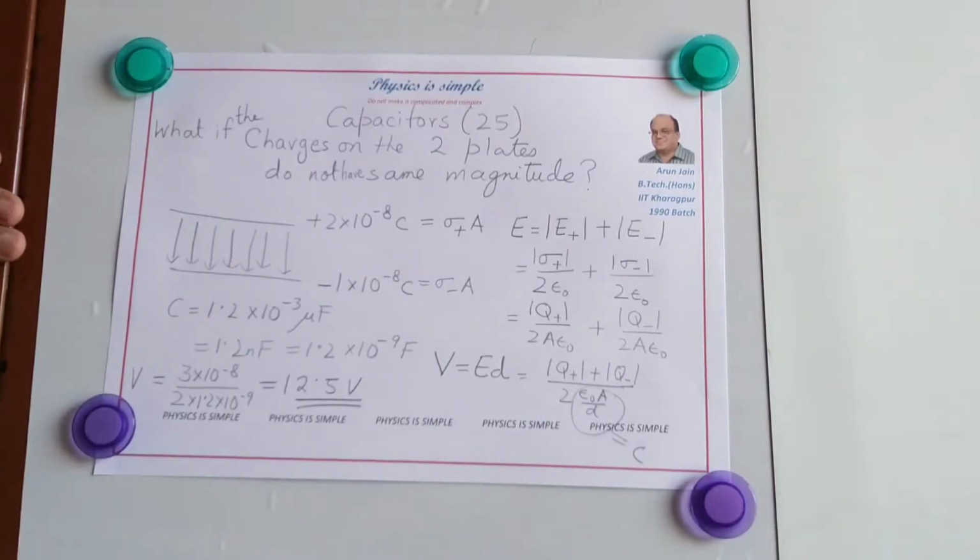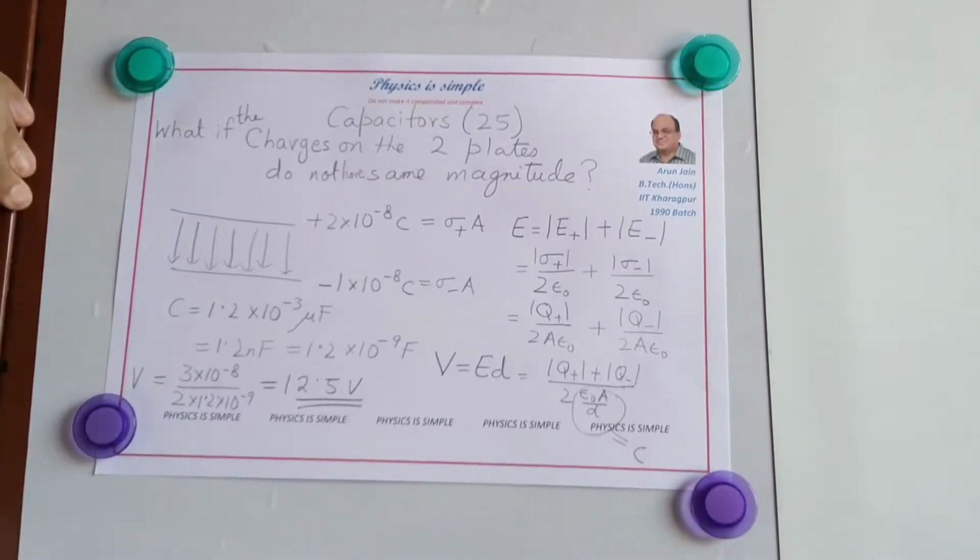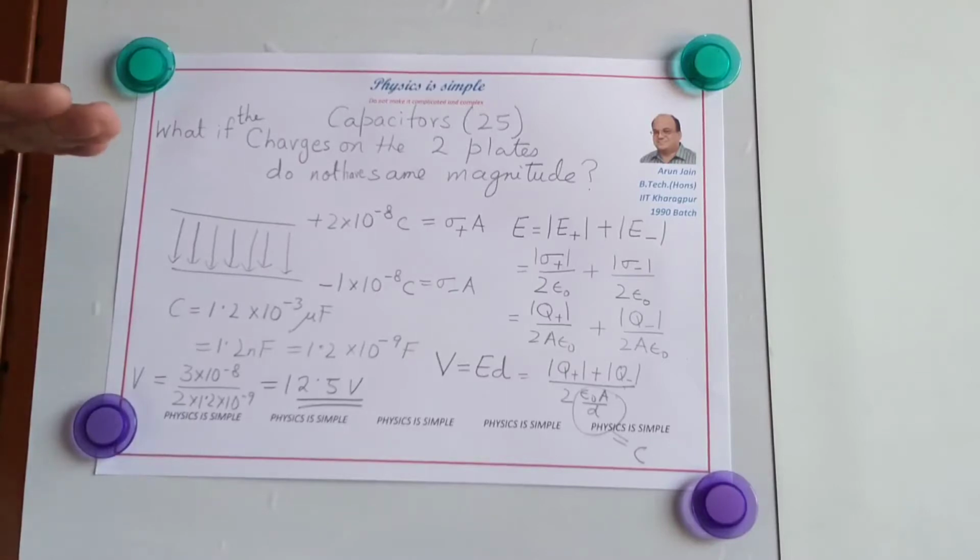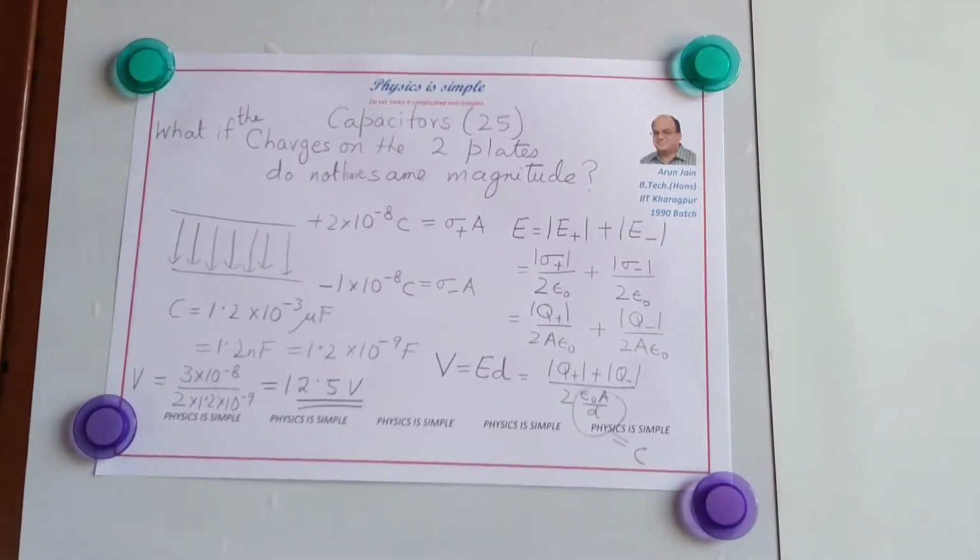So when the charges on the two plates do not have equal magnitude, just look at the electric field due to the plus plate and the electric field due to the minus plate. In between, the electric fields are in the same direction. So add these two magnitudes, get the net electric field, and E into D is the potential difference between the plates.